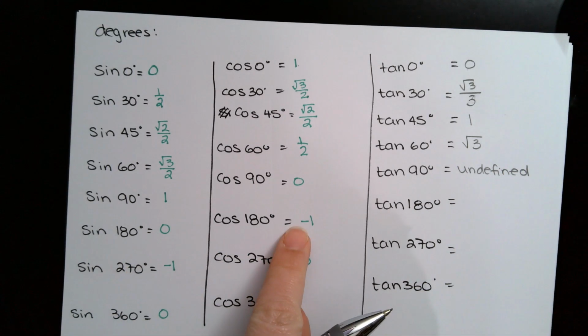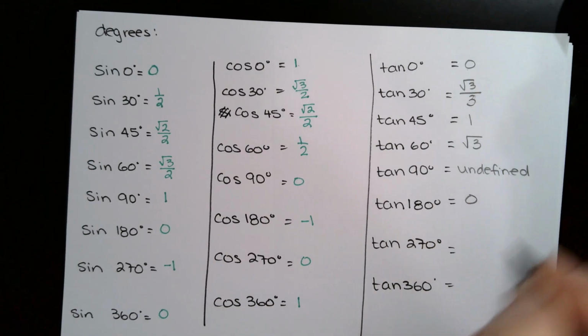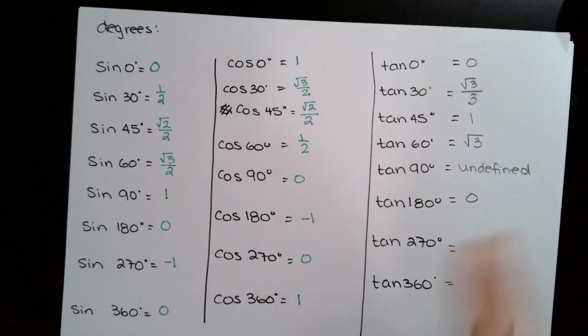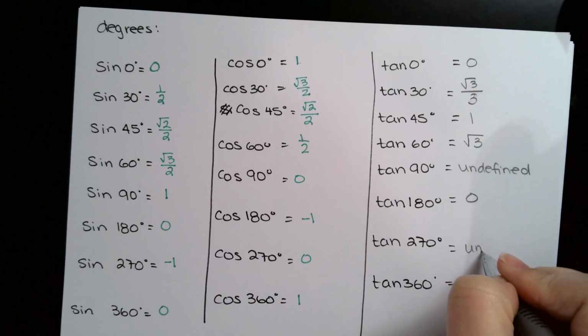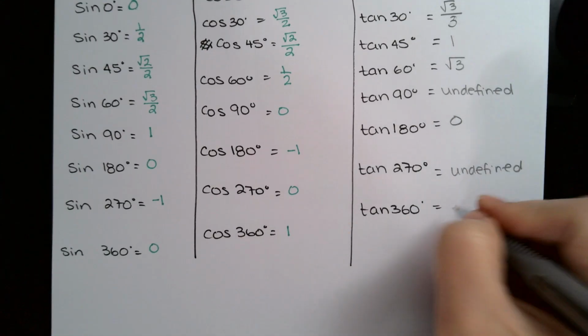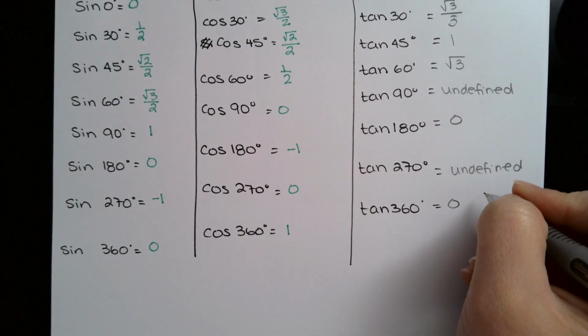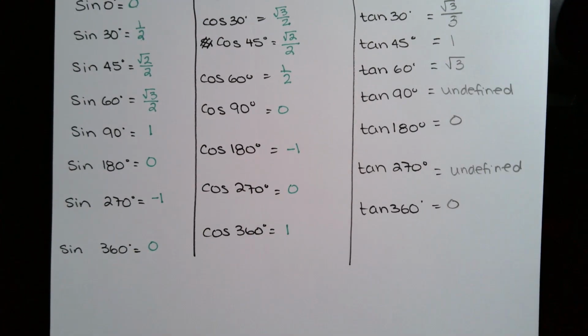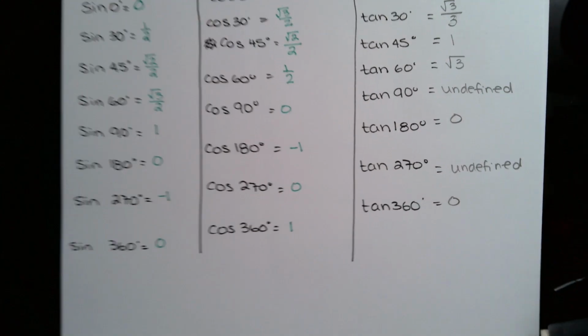180, we got 0 over -1, which is 0. 270, -1 over 0, this is also undefined. And then we're back to 360, which is our initial rate. 0 over 1 is 0. Again, you should have these memorized.